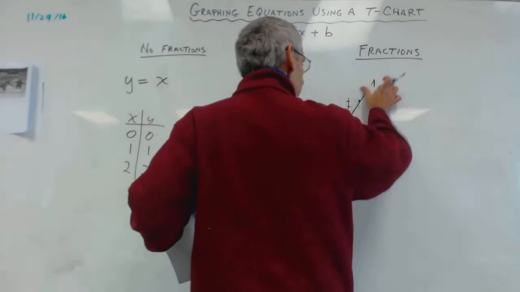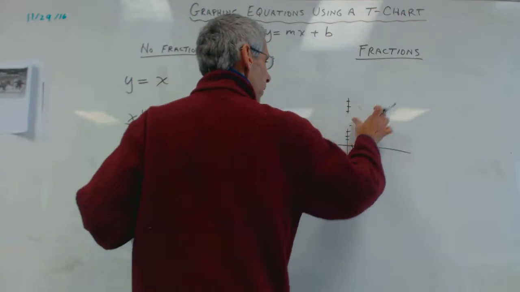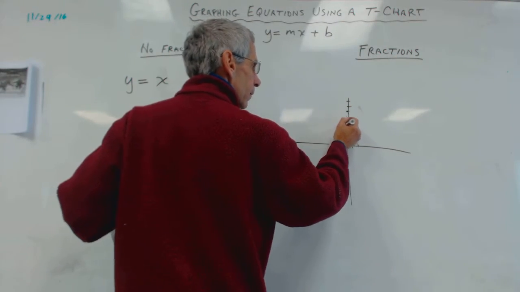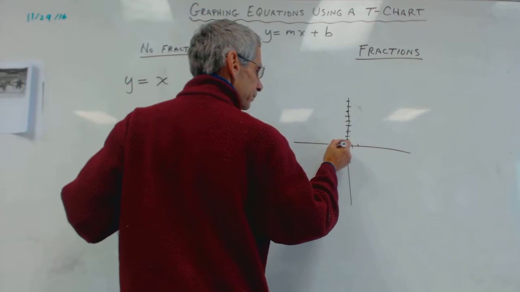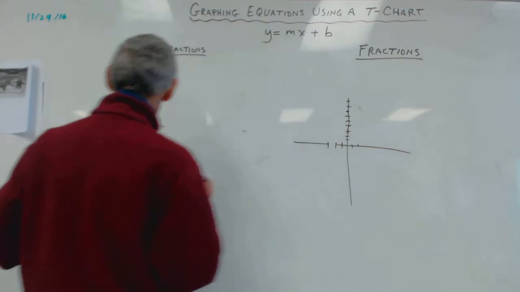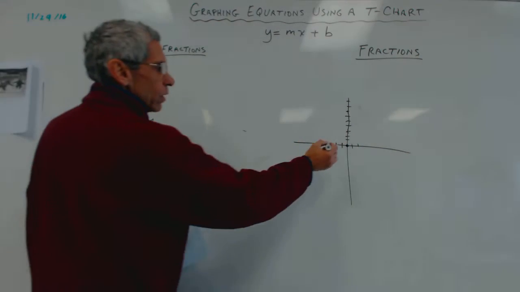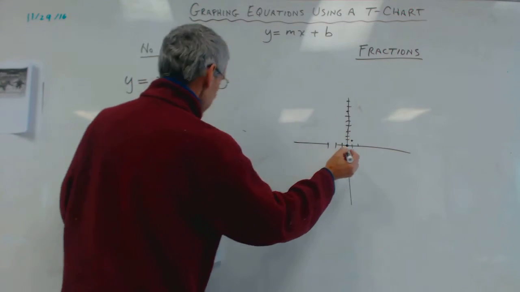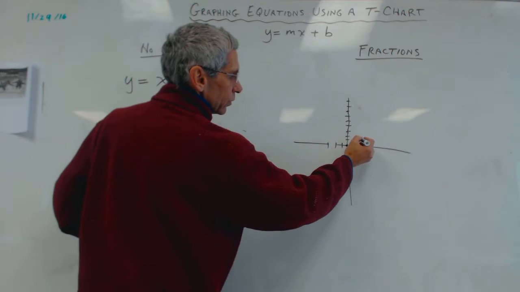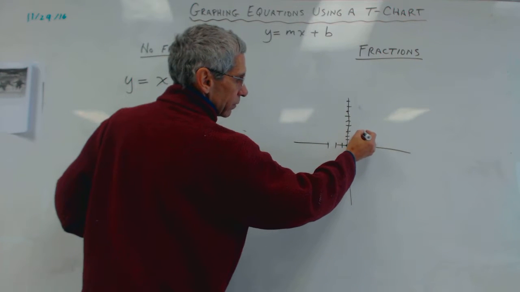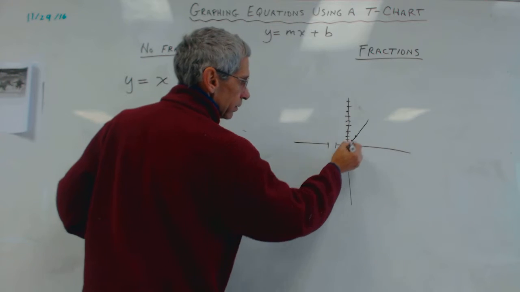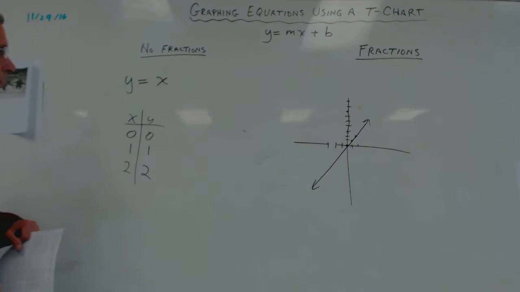So for that one, when we graph it, we have 0, 0, which is right there. We have 1, 1, which is right there. We have 2, 2, which is right there. Right? And it's a straight line. And I draw that. It's always going to be a straight line.